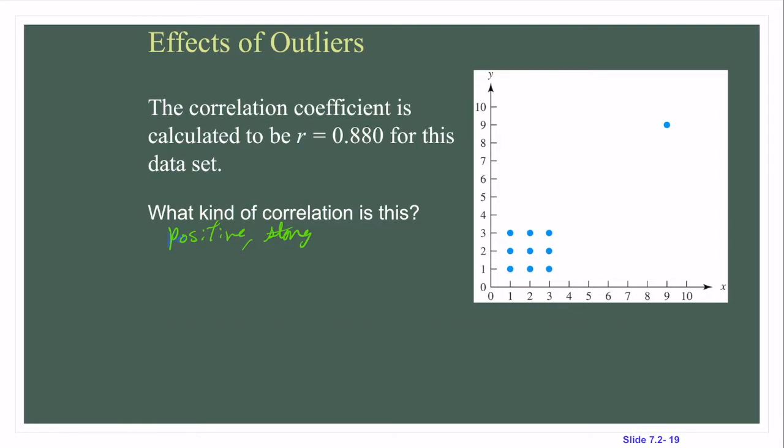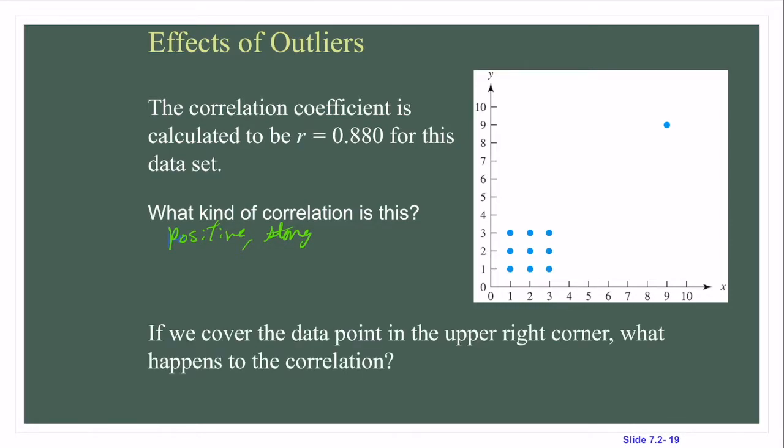What would happen, though, if we cover up this data point in the upper right corner? Then what happens to the correlation? Well, now it looks like there's no correlation, right? That little blue dot I had originally is an example of an outlier. And it can really affect our data when we're looking for correlation.